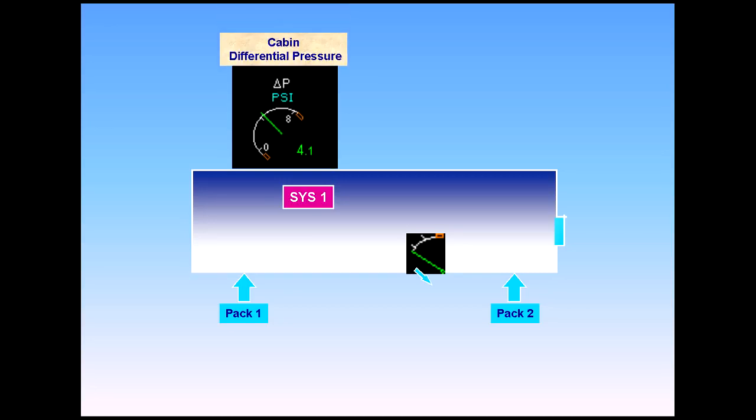Let us look at the operation of the outflow valve for an aircraft in cruise and what happens to cabin differential pressure, cabin altitude, and cabin vertical speed. We will start with cabin differential pressure. If the outflow valve is closed or only allowing a small amount of air to escape, then the cabin differential pressure will increase.